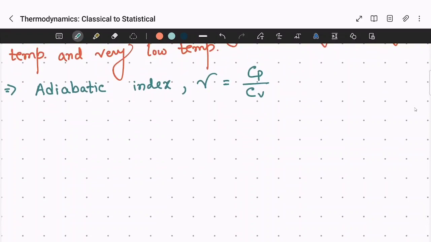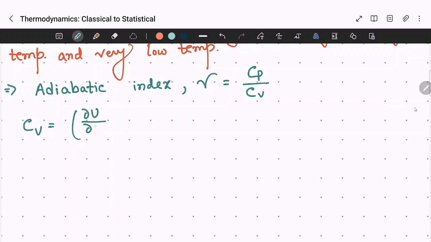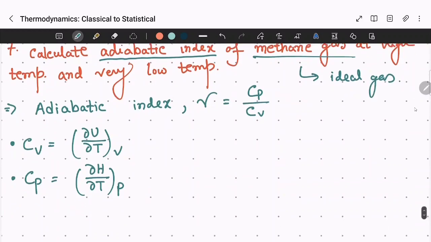What is Cp and what is Cv? So, what is the definition of Cv? We have just derived del U del T at constant V. This is Cp, and for Cp, it is not del U, it is del H del T at constant P. This is methane gas, but we will consider methane gas as an ideal gas. Means for ideal gas, Cp minus Cv is nR.